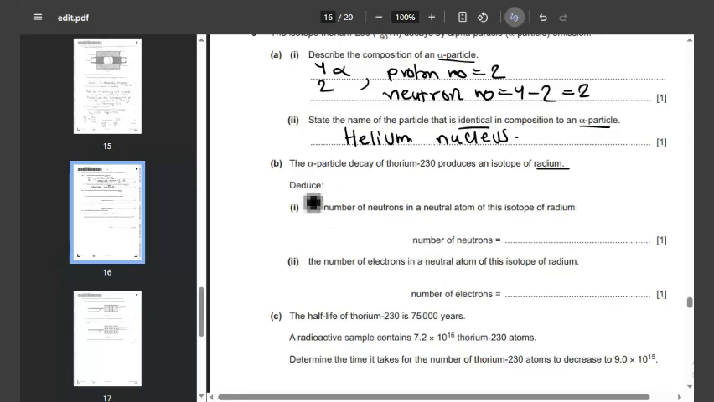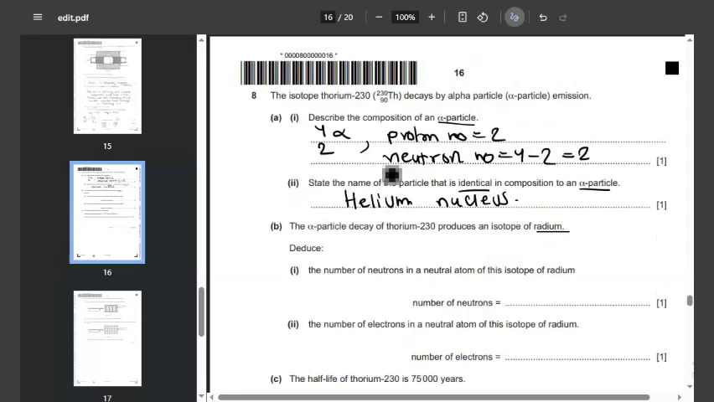So before we answer this question, let's check out the proton and neutron number of radium. We can do that by subtracting an alpha particle from the thorium isotope. So 230, 90, thorium minus 4, 2 alpha. So 230 minus 4, that is 226, and 90 minus 2, that is 88. And this is the radium isotope.